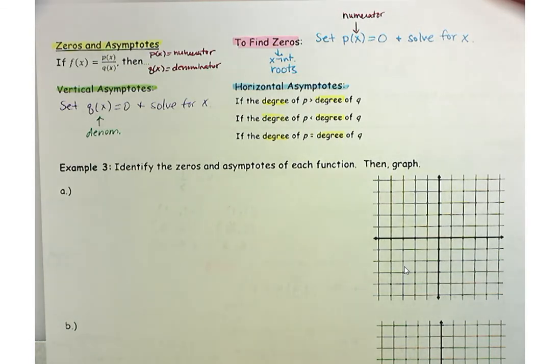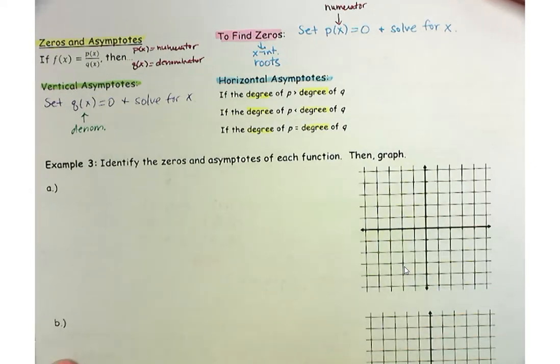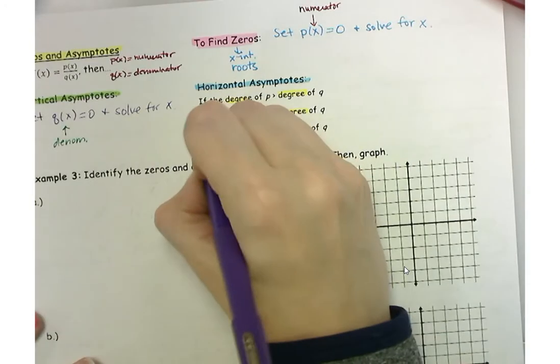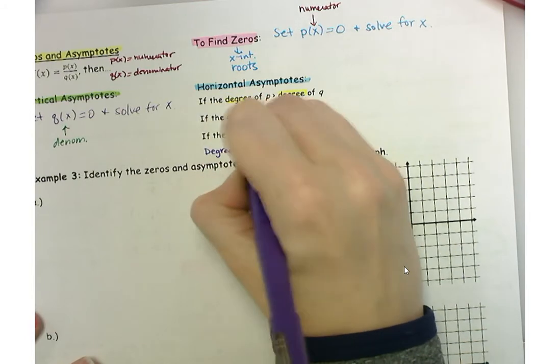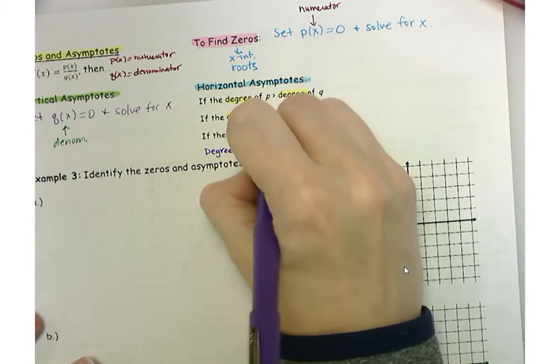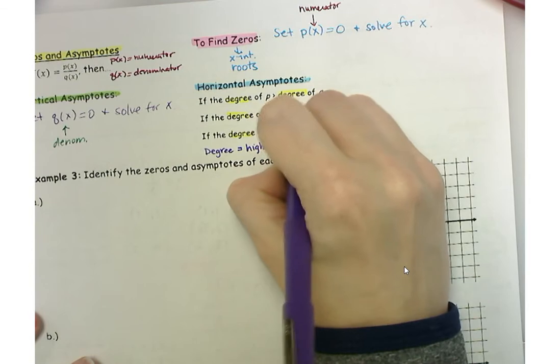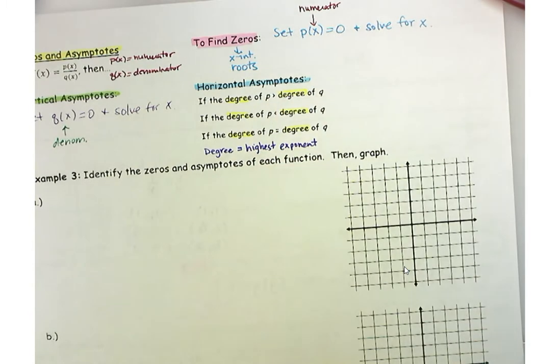Okay, if the degree of the numerator is greater than the denominator, what that means is there is no horizontal asymptote. So that would be the degree. I'm just going to write the numerator greater than the denominator because I think that's easier to remember than your P and your Q.